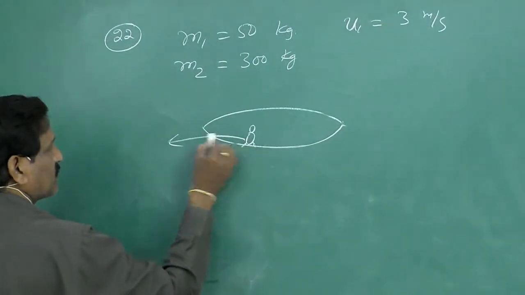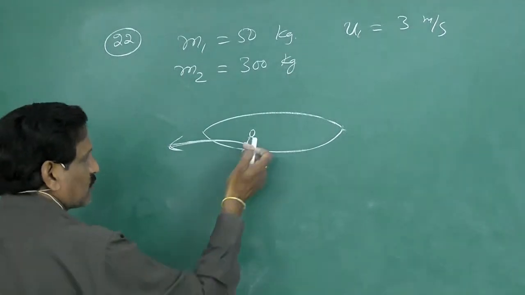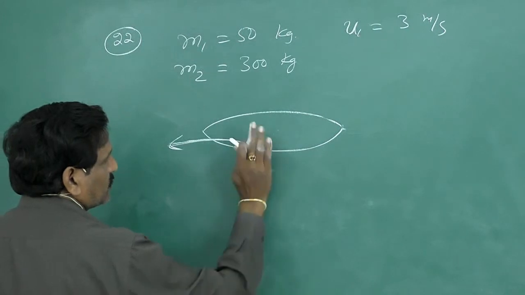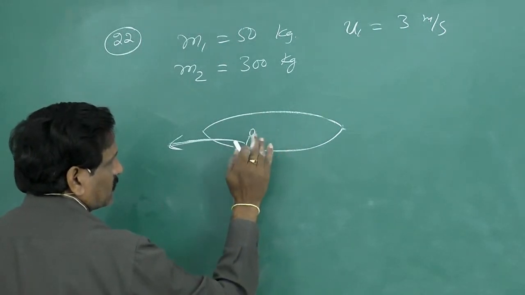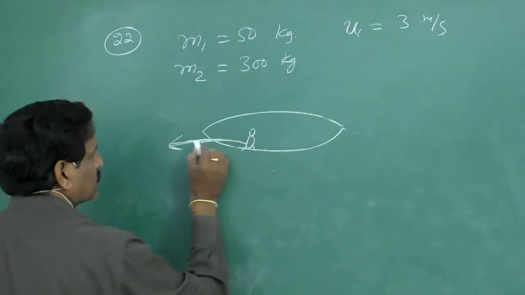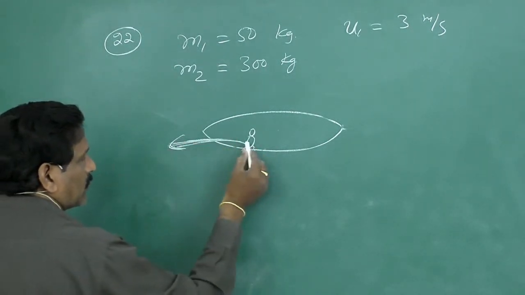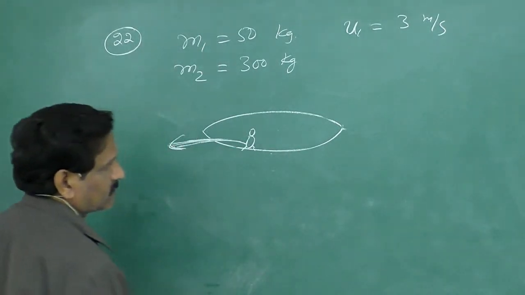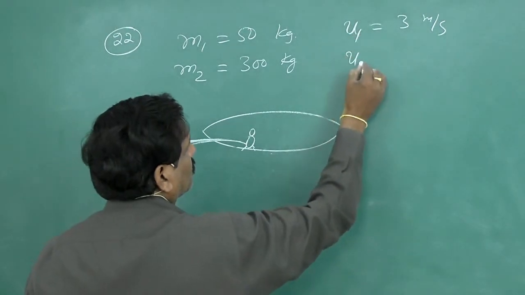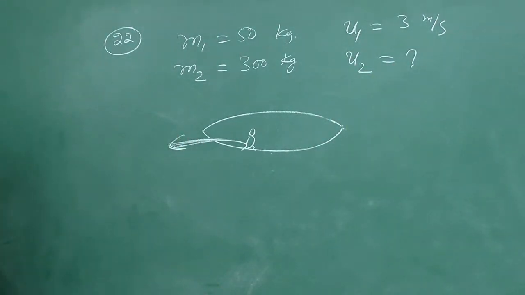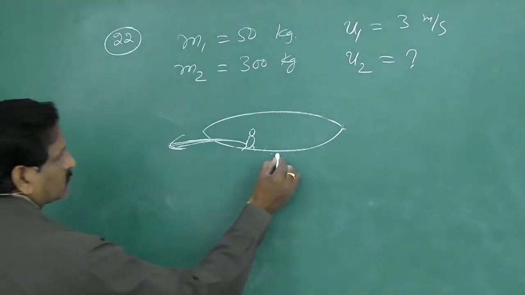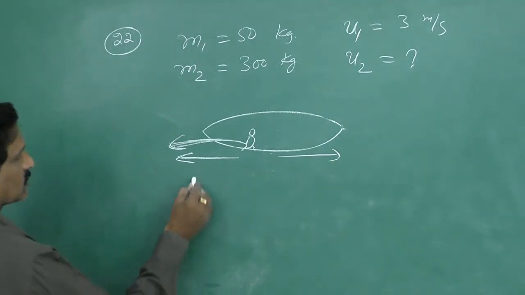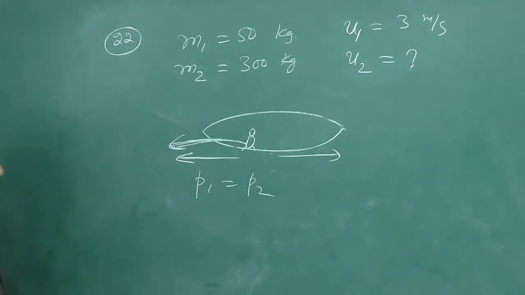So, when this man jumps out of the boat, this is a boat-man system. Initially both are at rest, so initial momentum is 0. When the man jumps like this, according to the law of conservation of momentum, momentum of man is equal to momentum of boat in the opposite direction. We have to calculate the velocity of the boat. When the man jumps, the boat moves the opposite way. So, P1 is equal to P2, but in opposite direction.